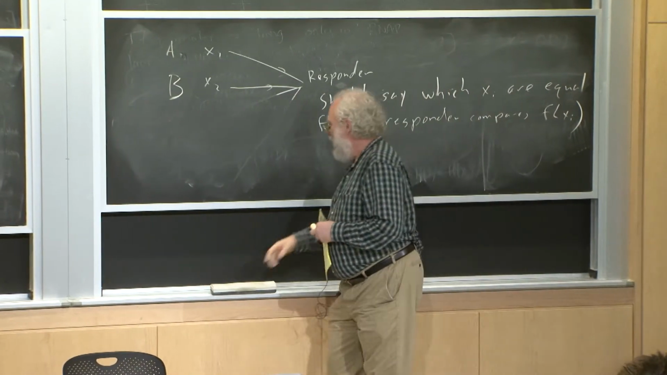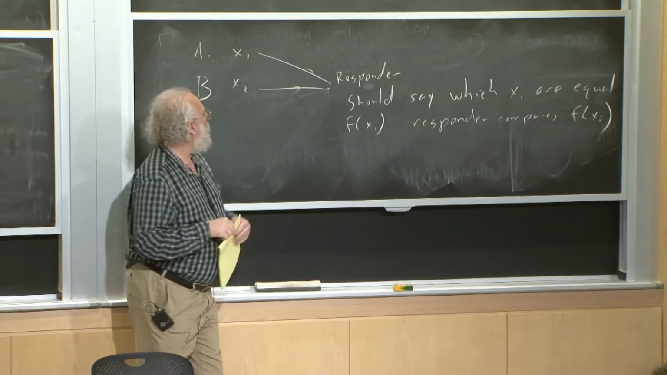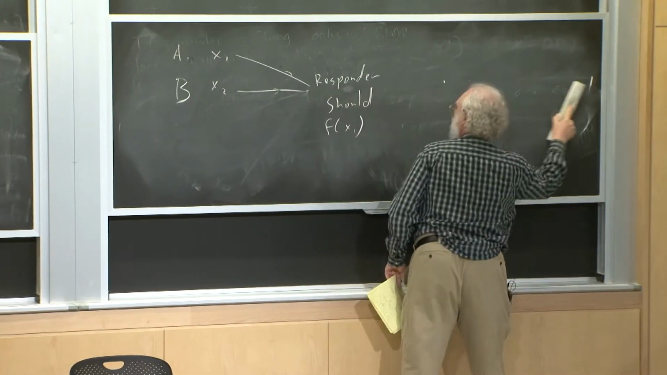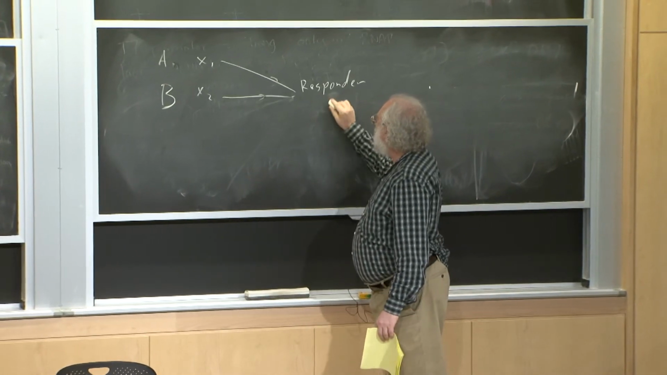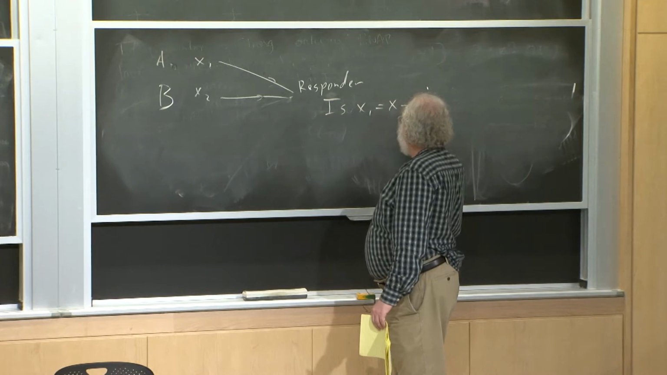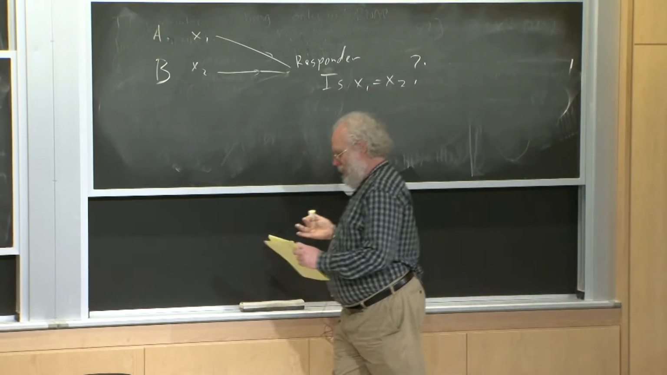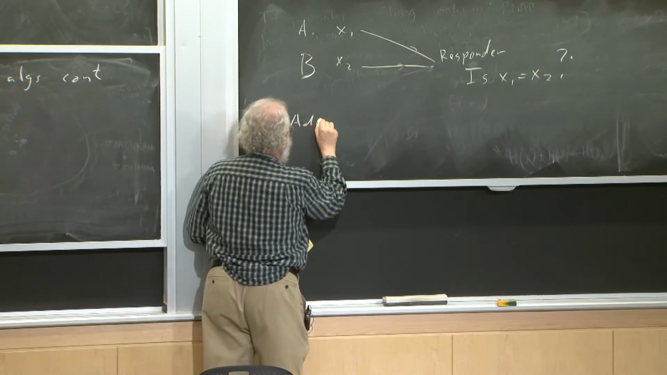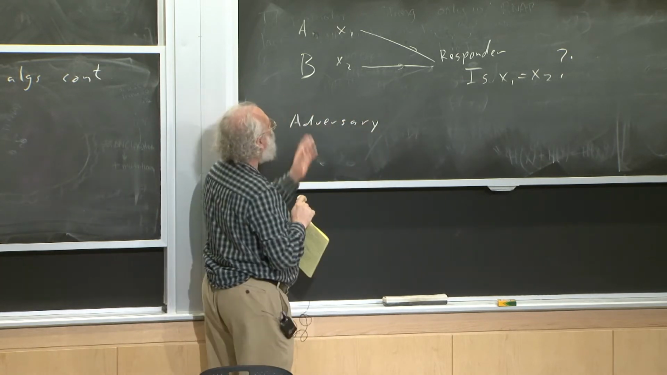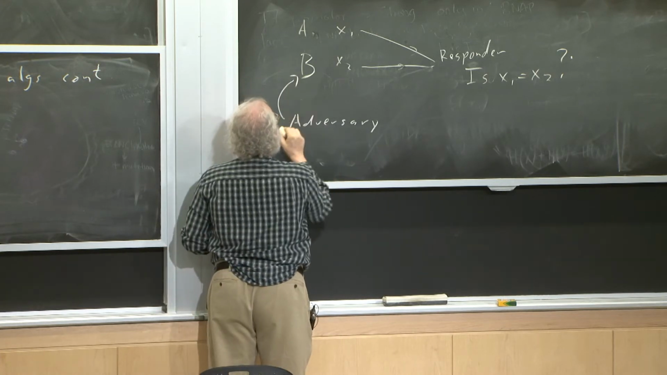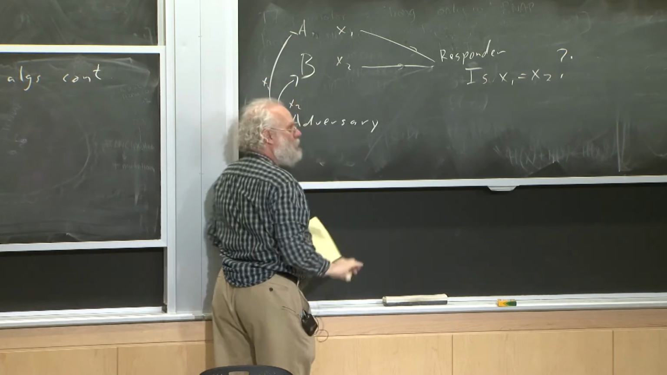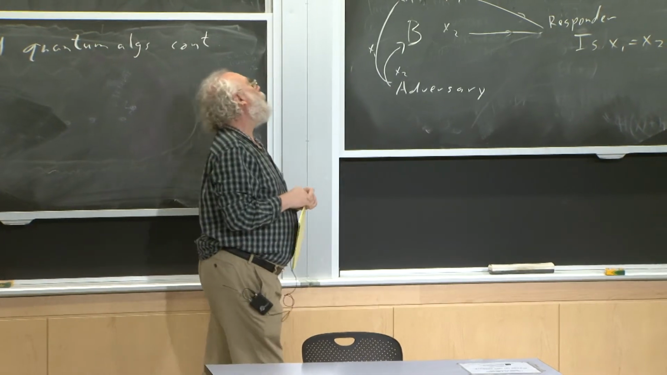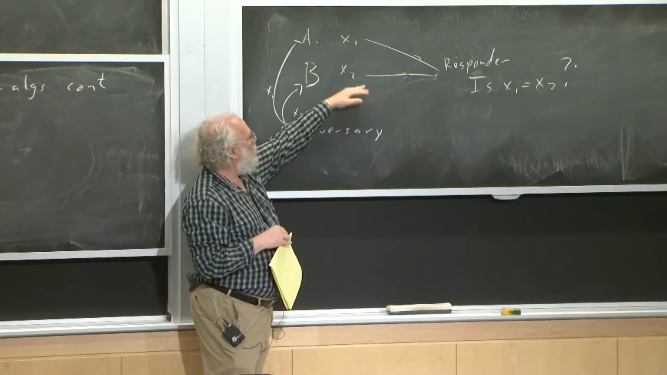Each of them has a string, and they send some information to a responder who says, is x1 equal to x2? And to make this game more interesting, let's say there's some adversary who knows Alice's and Bob's strategy and gives them their strings. So we're looking at the worst case, or rather, the worst case strings for any given strategy.